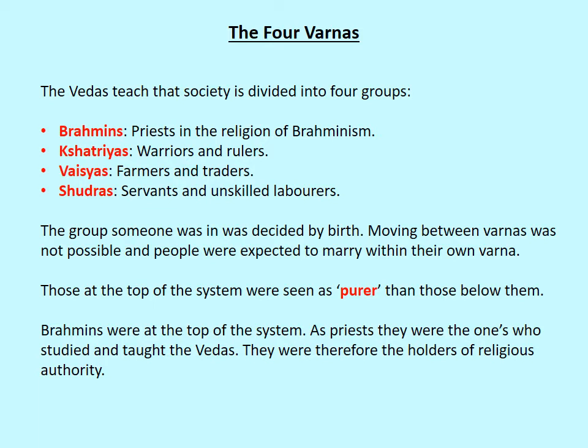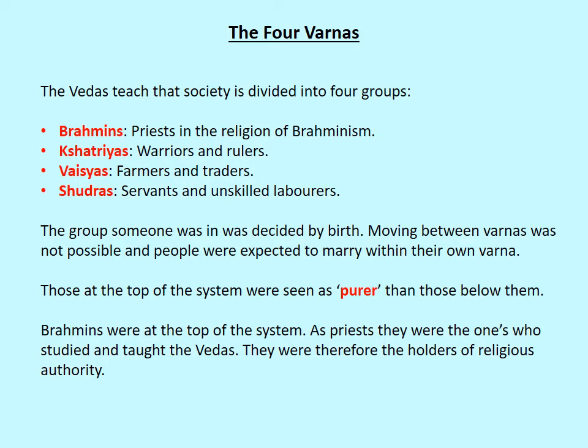Okay, let's move on. The Four Varnas is another important part of the Brahmanism religion. So the Vedas teach that society is divided into four groups, and these are the four. Brahmins are at the top. They are priests in the religion of Brahmanism, so they are the top group. Kshatriyas are warriors and rulers, so people who fight. When we say warriors, we don't mean the general people of an army. We mean the top warriors and rulers; a warrior and a king are kind of linked here.